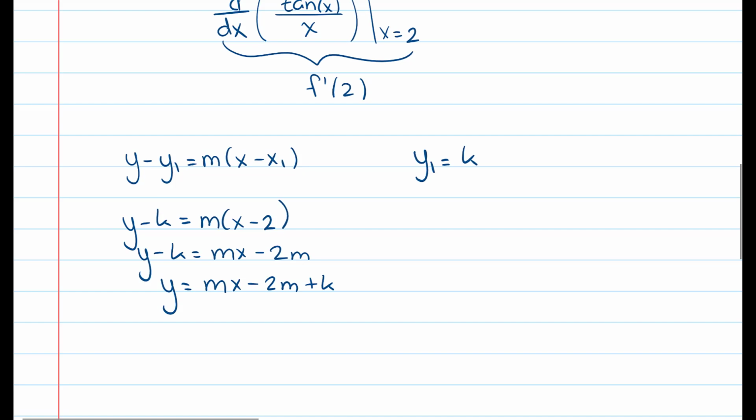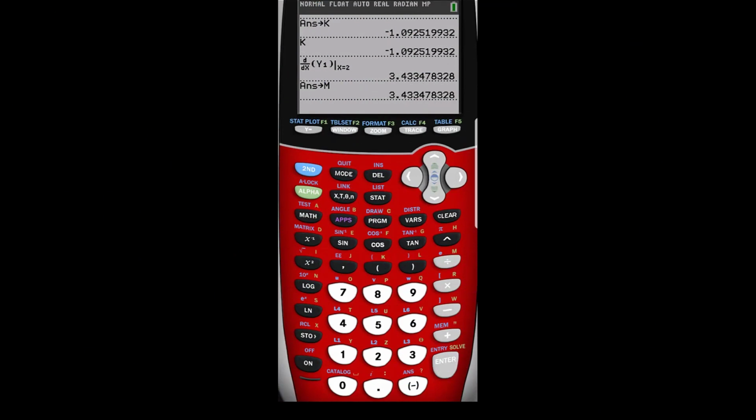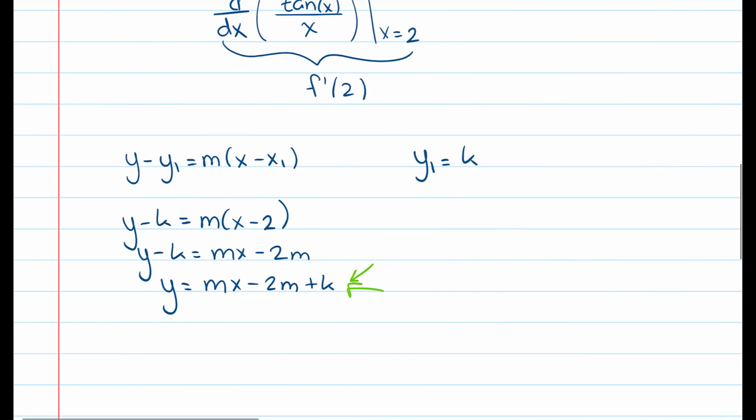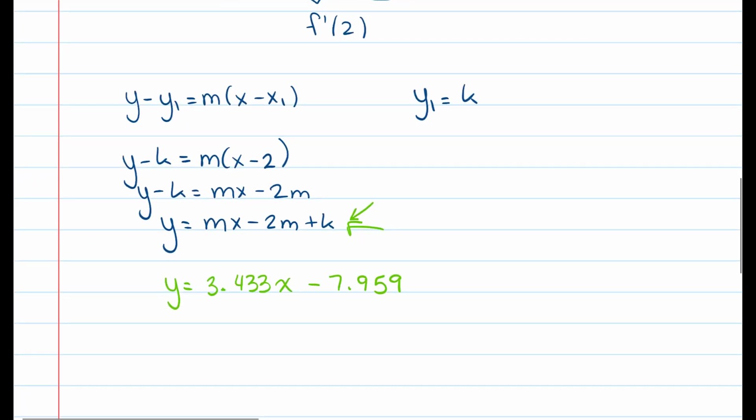Now I know this might look very confusing, but at this point, we can just plug this whole thing into the calculator. So what I want to do is plug the negative 2m plus k into our calculator to get our number. So I get negative 2m plus k, and that's going to give me negative 7.959. So I get y is equal to 3.433x minus 7.959. And so this is the equation of my tangent line.